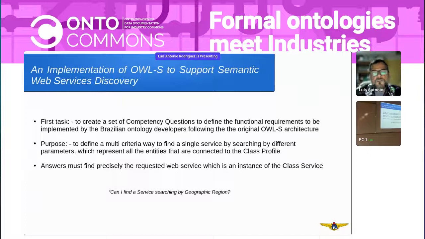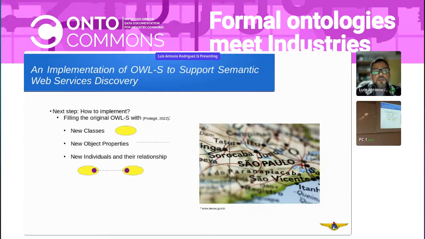An example of this complex question can be read here. Can I find a service searching by geographic region? So, next step, how to implement. Filling the original OWS with new classes, new object properties, and new individuals and their relationships.